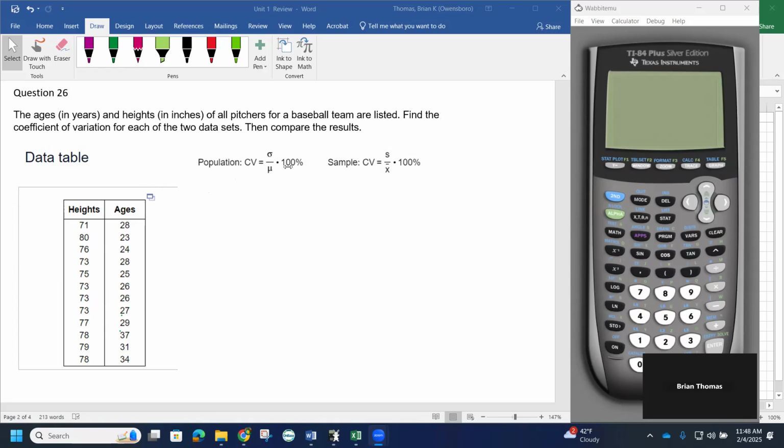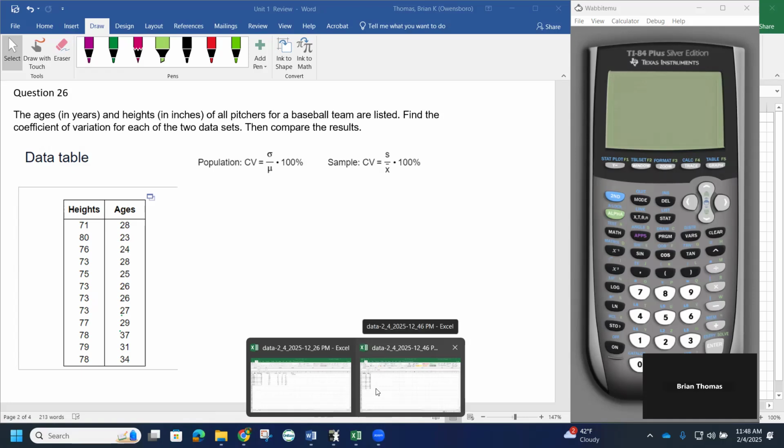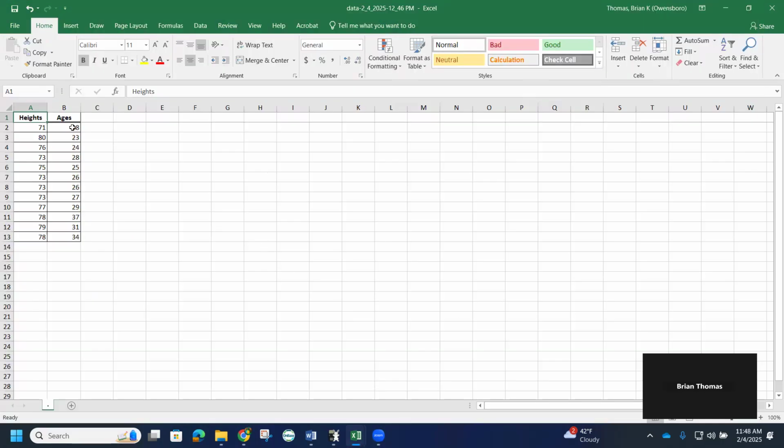I'm going to take it out to Excel. Let's see what we got here. So we have our heights and our ages. Remember, to do the coefficient of variation, we need to know the standard deviation. So come over here and type in standard deviation, and then we also need to know the mean.